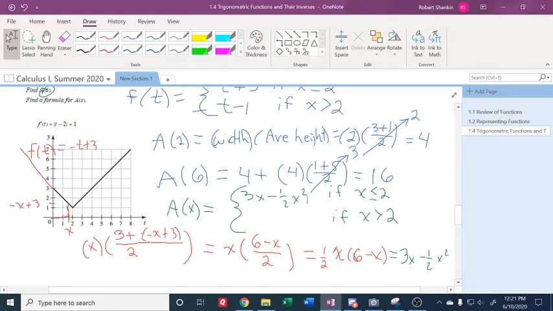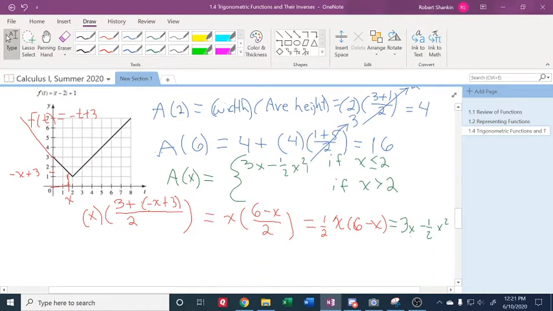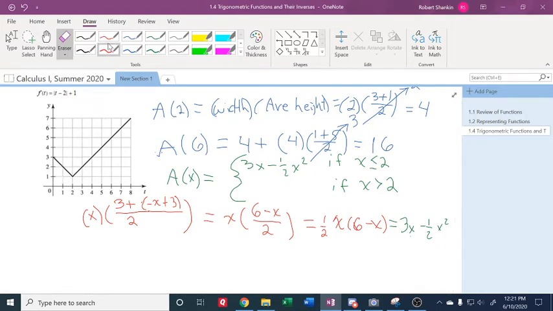It works. Okay, now, when x is greater than 2, then I'm going to need something else. So let me go to large eraser, get rid of this stuff. Okay, let's go again. This time my x is going to be somewhere over here.